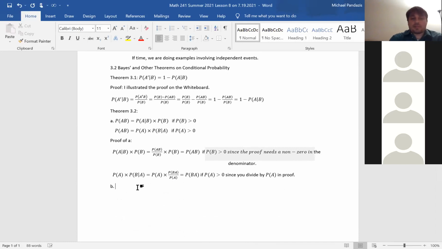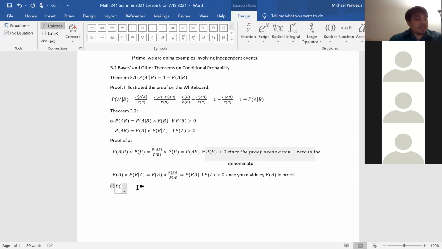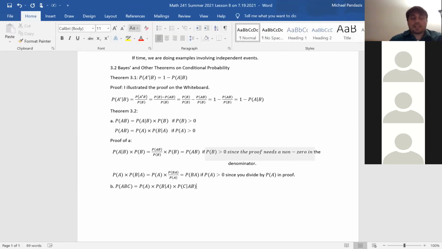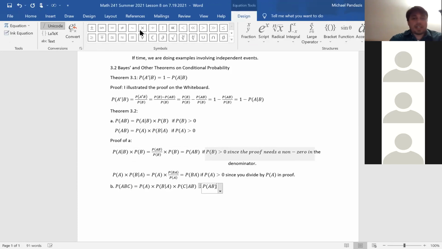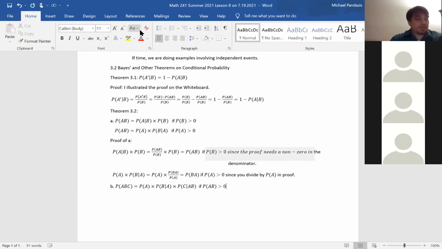Okay, so let me write out the full theorem, and then I'll try to take an example. So P of ABC is equal to P of A times P of B given A, and then times P of C given AB. And this is if the probability of AB is positive.